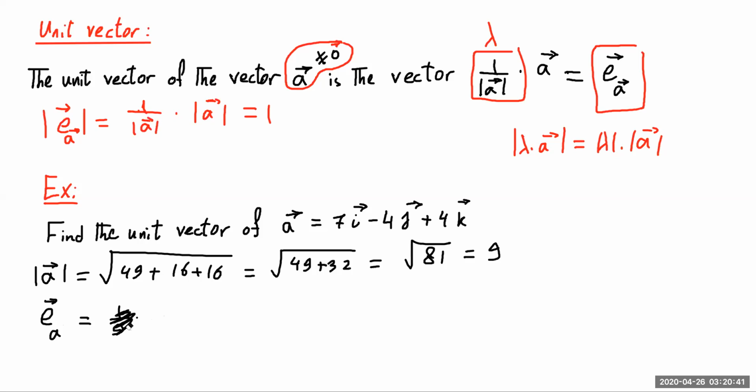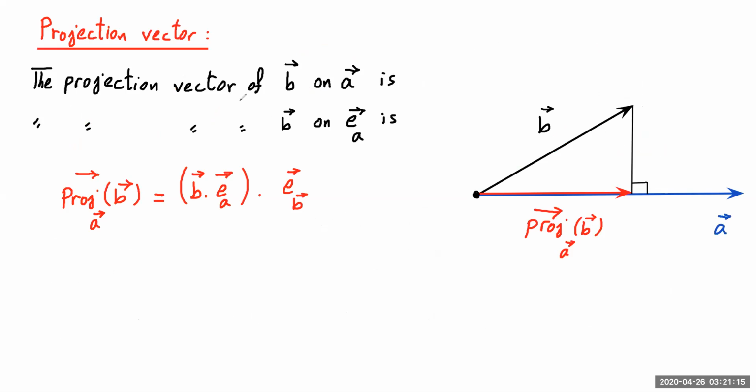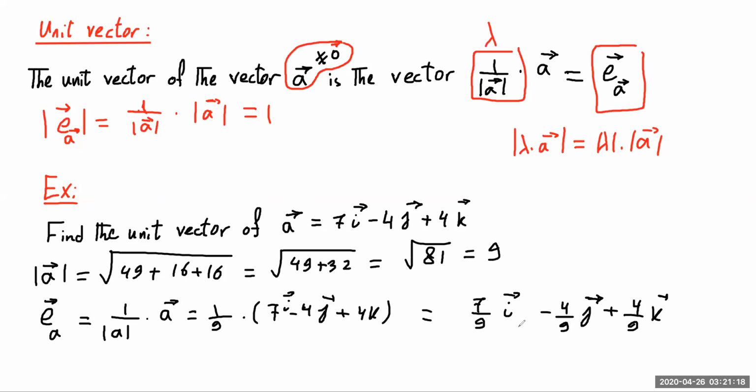So let's calculate now the unit vector of A. It will be 1 over 9 times, let's repeat the formula at first, then we will write the numbers. So it's 1 over length A times vector A. So it's 1 over 9 times the vector 7i minus 4j plus 4k. So we can write the final answer like this: 7 over 9 i minus 4 over 9 j plus 4 over 9 k. And you can verify that the length of this vector will be 1.